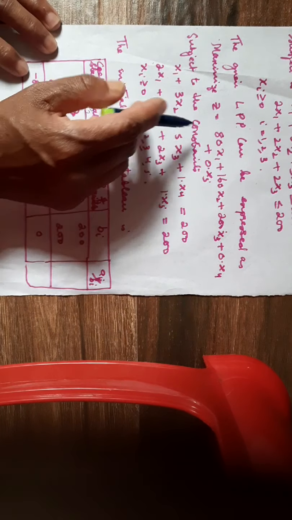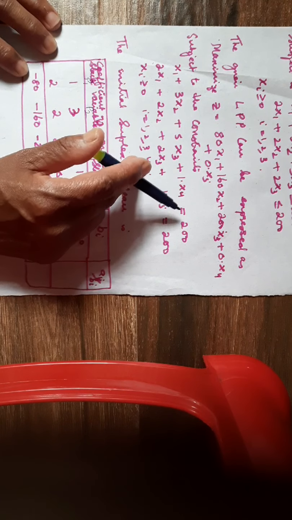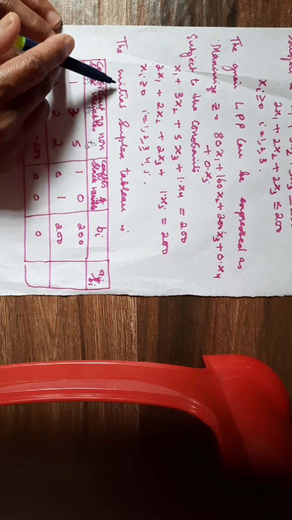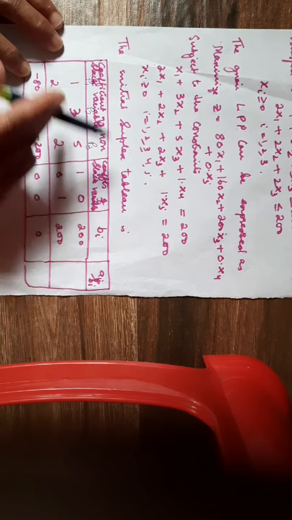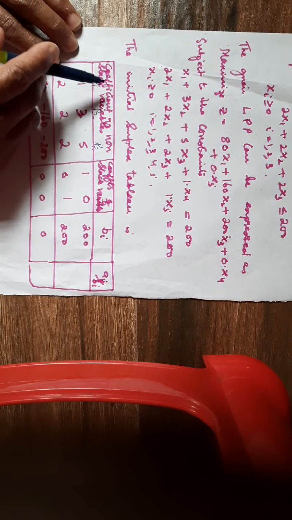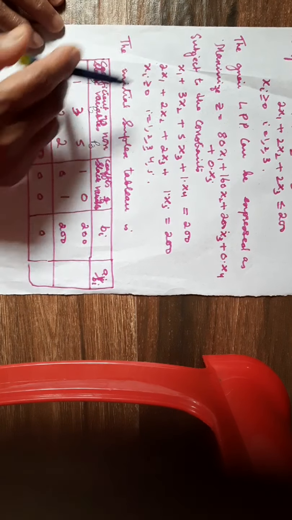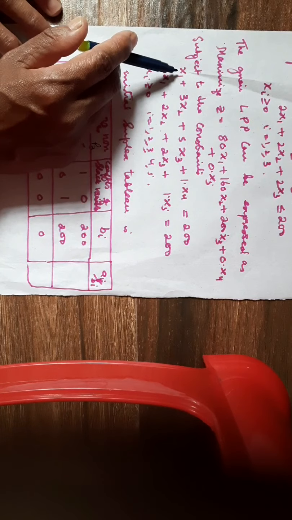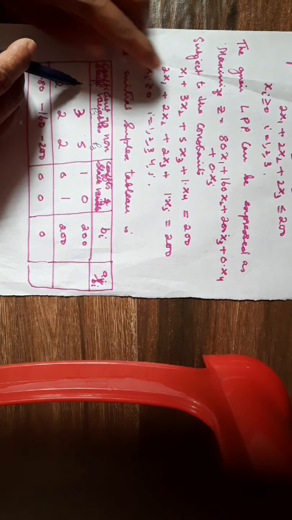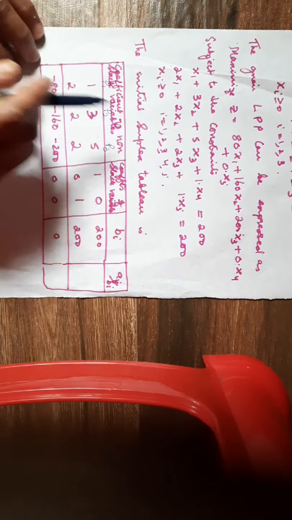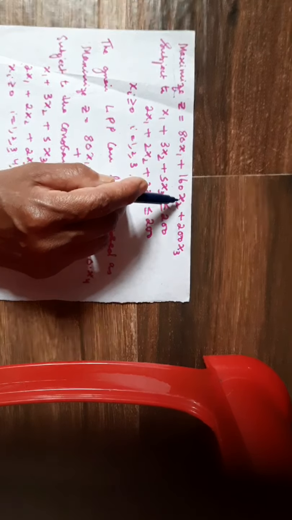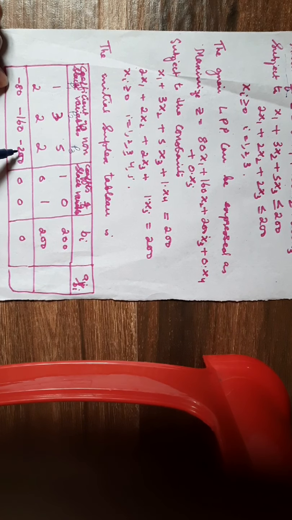So now after converting all the inequality signs in the constraints to equality signs, you write the initial simplex table. In the first box, you have to write the coefficients of the non-slack variables. The non-slack variables in this case are x1, x2, x3. So what are the coefficients of x1, x2, x3? In the first constraint, they are 1, 3 and 5, so you write it here. In the second constraint, they are 2, 2, 2. And in the last row, you write the negative of the coefficients of x1, x2, x3 from the objective function. So it is minus 80, minus 160, minus 200.